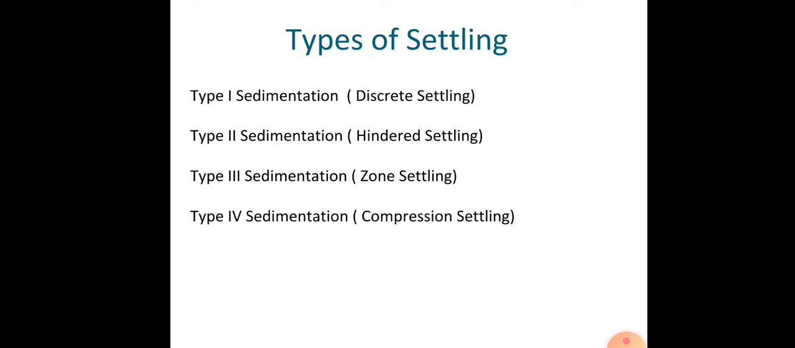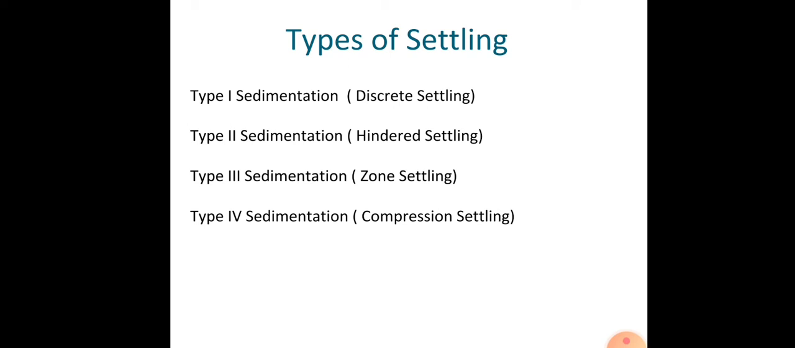So in this case what happens? There will be flocculation. So once flocculation occurs, what happens? The size or the mass of the particles will increase, and so this will settle at a higher speed. So the rate of settlement will be more in this case. So there is hindrance of the particles between each other.